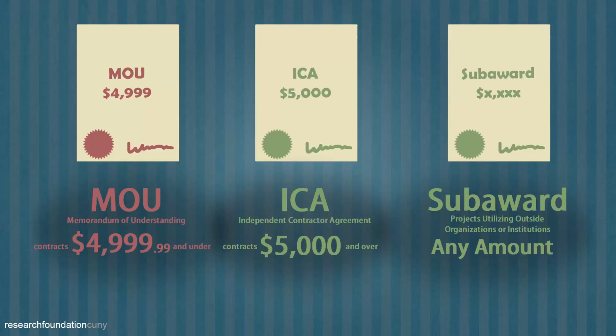An ICA, which must be $5,000 and over, will have to go through our legal department to review the terms of the contract. The third type, the subaward, can be any amount of money and follows the same approval path as an ICA. But these are different compared to the MOUs and the ICAs because they are awarded to third-party organizations to perform a specific and separate part of the prime award.